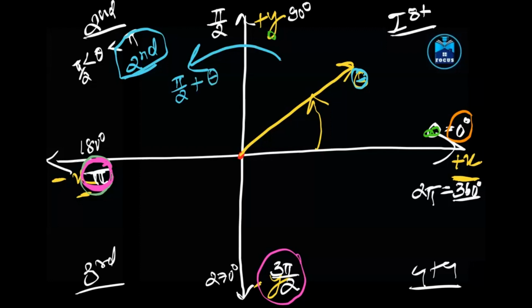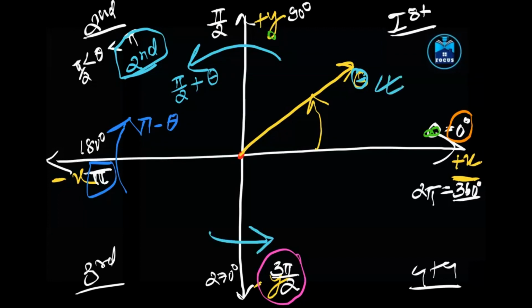Okay. Now, if I want to come from the opposite direction, then... So 3 pi by 2 minus theta. How 3 pi by 2 minus theta? Where is 3 pi by 2? Pi minus theta. Pi minus theta, right? Yeah. Pi minus theta.